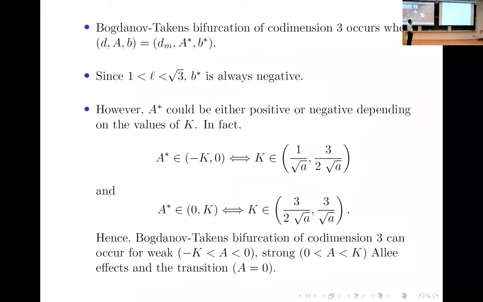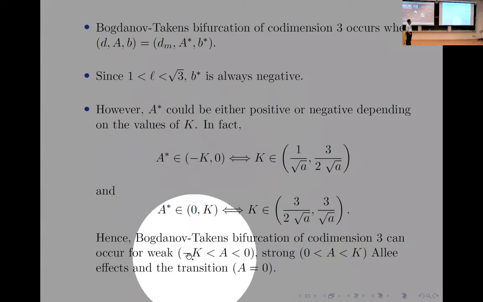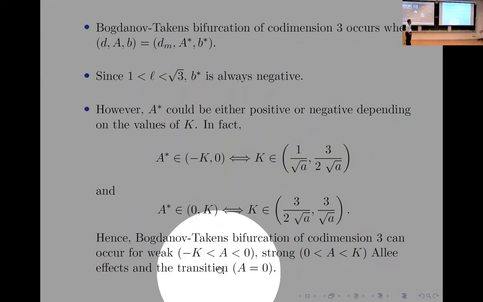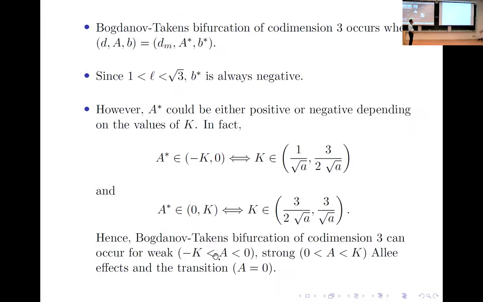And let's talk about the Allee effect. For the Bogdanov-Takens bifurcation, it occurs for both weak and strong Allee effect as well as the transition, okay, A equals 0.